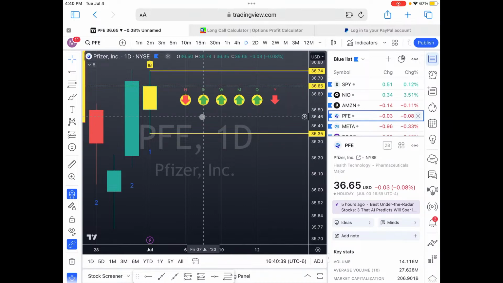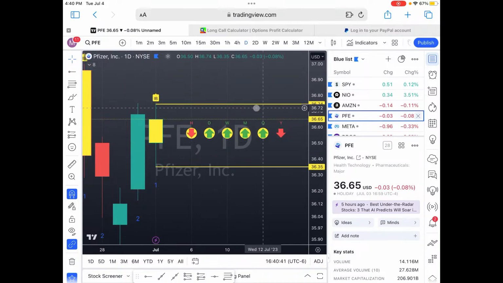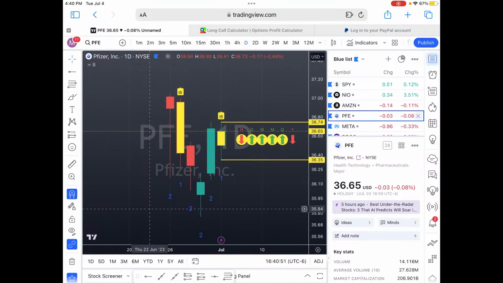So Pfizer with an inside bar. Okay, so we look for calls at 36.74, puts at 36.35. And I want to show you guys something. I didn't do this on SPY, but let's go back. And all I want to do is go back in time and show you guys what we expect off of inside bar breaks. Okay, here's an inside bar. We look for it to trigger, and we hit targets. Okay, that's all we ask for.